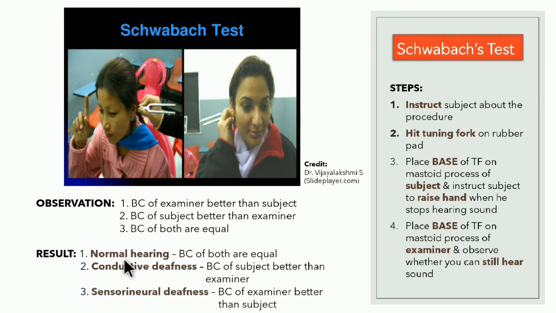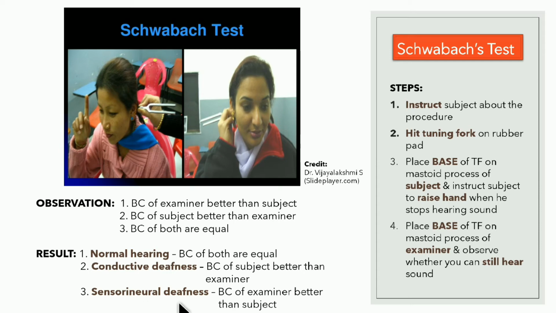So what is the result? When the person is having normal hearing, bone conduction of the subject and the examiner will be equal. So in normal hearing, both will have equal bone conduction. Okay. In conductive deafness, what will happen? The bone conduction of the subject will be better than the examiner. Why does this happen? Because the subject is having a lack of air conduction. So bone conduction is better in this subject, while the bone conduction is not better in the normal person because air conduction is there. So here the bone conduction of the subject will be better than the examiner. When that happens, it is conductive deafness.